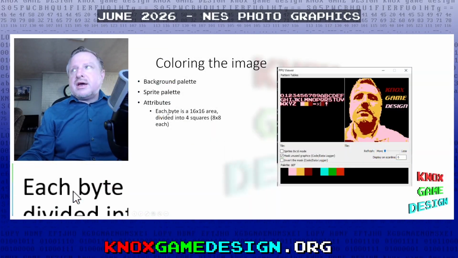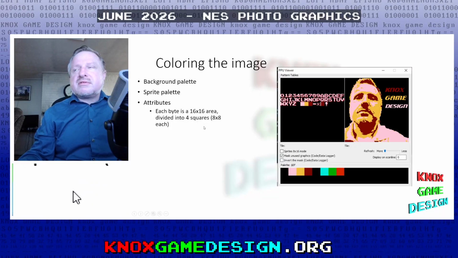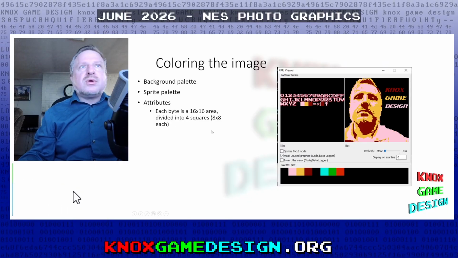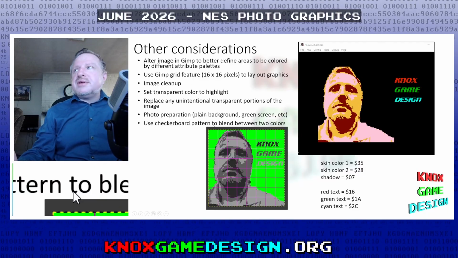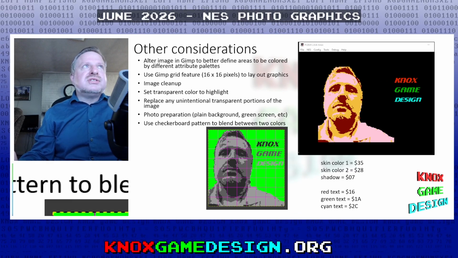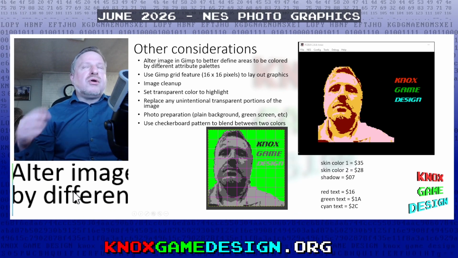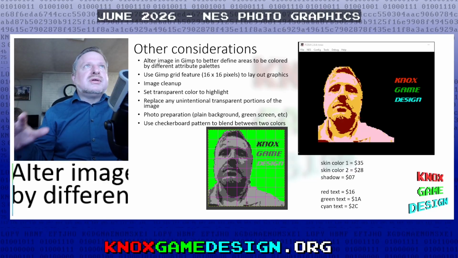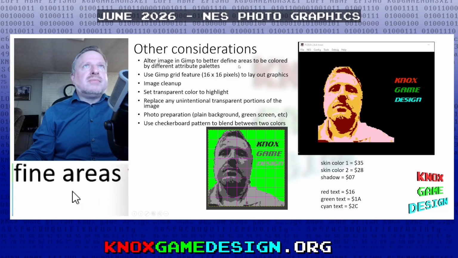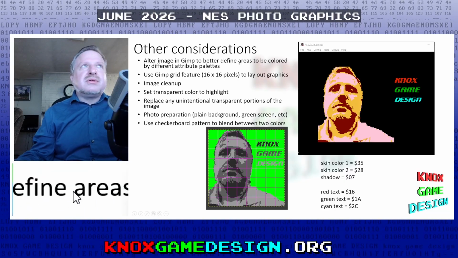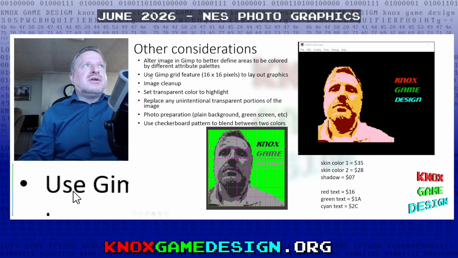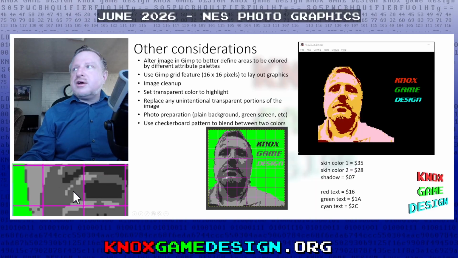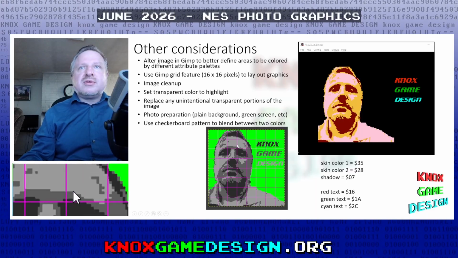It's really helpful when you're trying to figure out what colors are being used in your image. And like I said earlier, the attribute data applies to the 16 by 16 squares, 4 8x8 squares. So here's some other things to consider for touching this up. I went ahead and altered the image. I removed the background from the image in Gimp so it actually looked like a real NES game. One thing you can do is use the Gimp grid feature to draw grid lines.